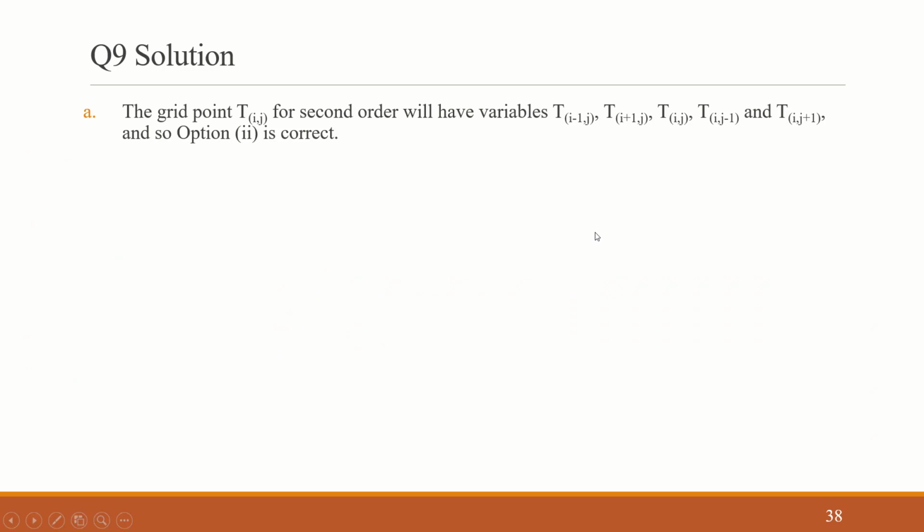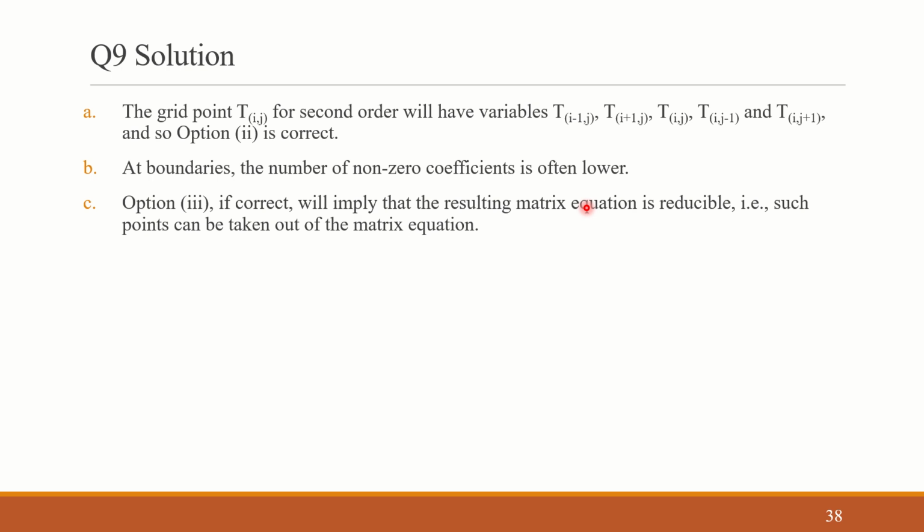The grid point Tij for second order approximation will have variables i minus 1 comma j, i plus 1 comma j, i comma j minus 1, i comma j plus 1. So option 2 is the correct answer. That is what we have seen. At boundaries, the number of non-zero coefficients is often lower. So we can say at max it will have 5 non-zero coefficients.